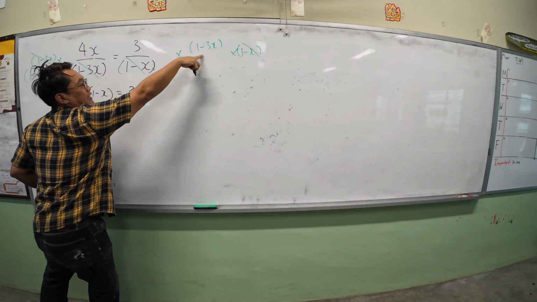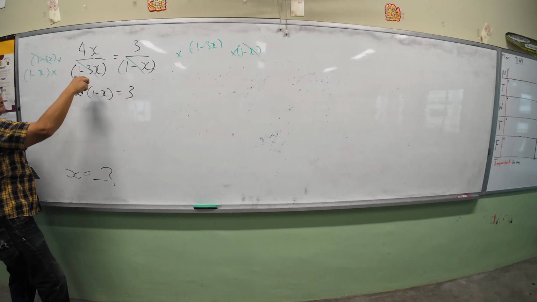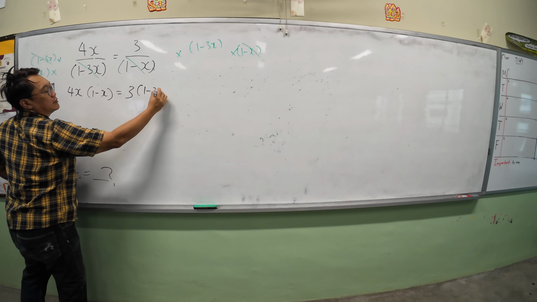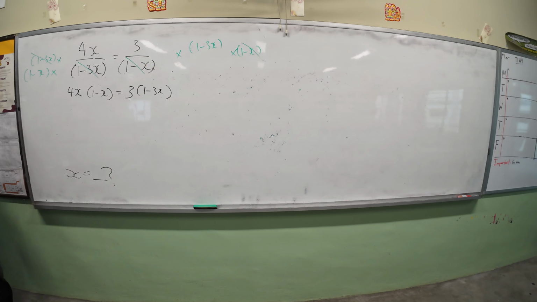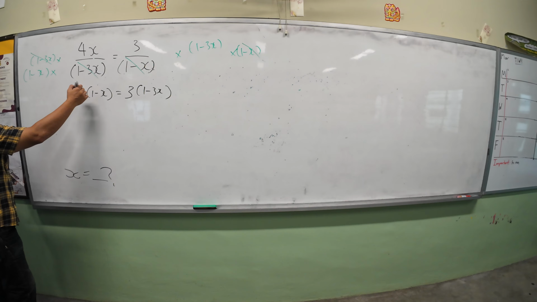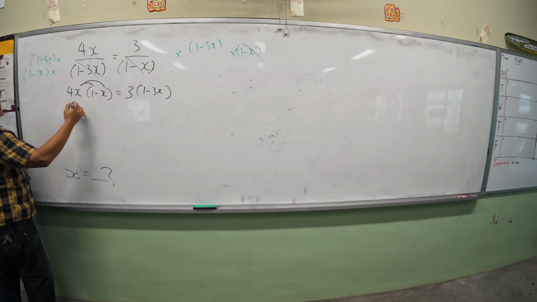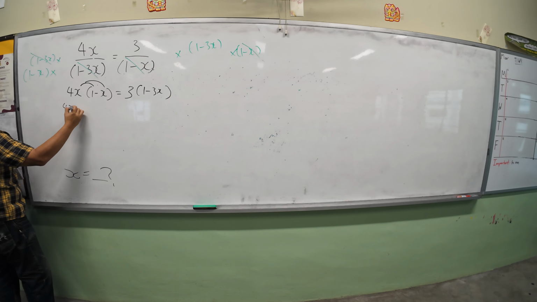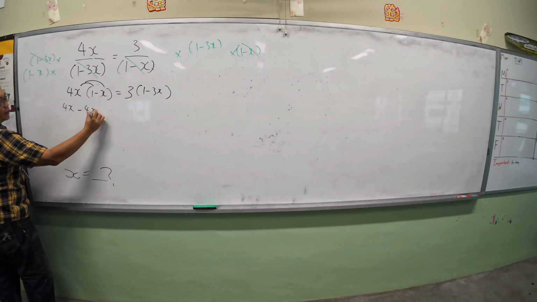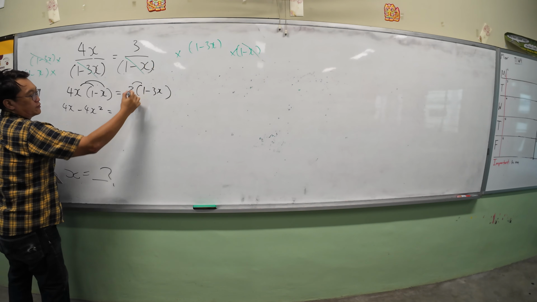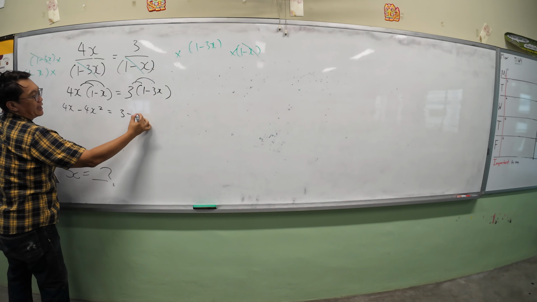Then this numerator here cancel away already. Now I need to multiply this one, and this one is this denominator. Okay? So I am one step closer to my final answer. My final answer is don't have denominator, don't have x in the denominator. Then I must go and do my expansion. 4x minus 4x squared equals to 3 minus 9x.